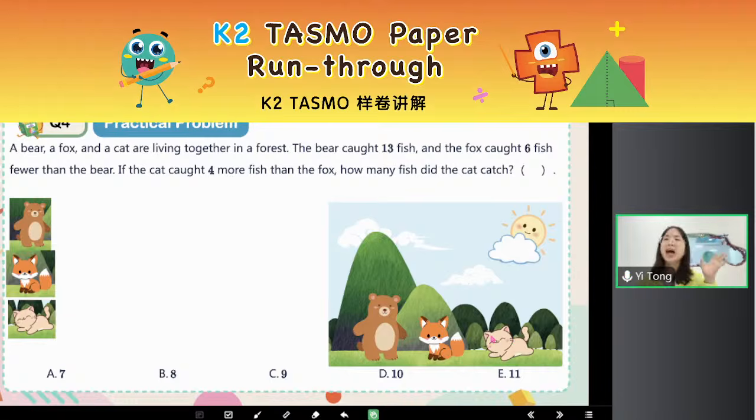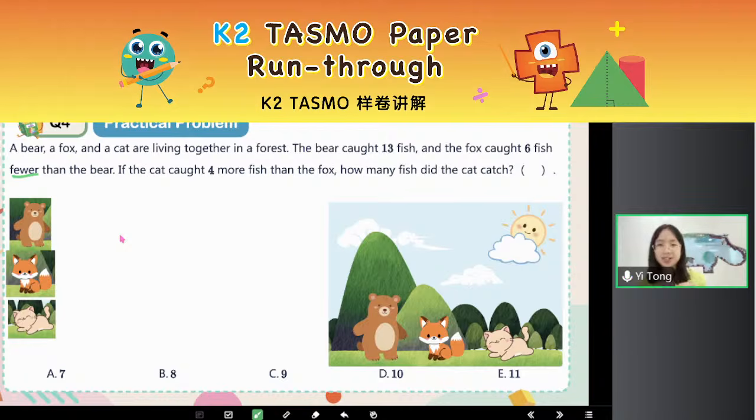So now they are catching fish. The bear caught 13 fish, fox caught 6 fish fewer. My question for you, when we see the word fewer, does it mean bigger number or smaller number? It means smaller number. And smaller number means that we only use what symbol, plus or minus? I'll leave that question for you.